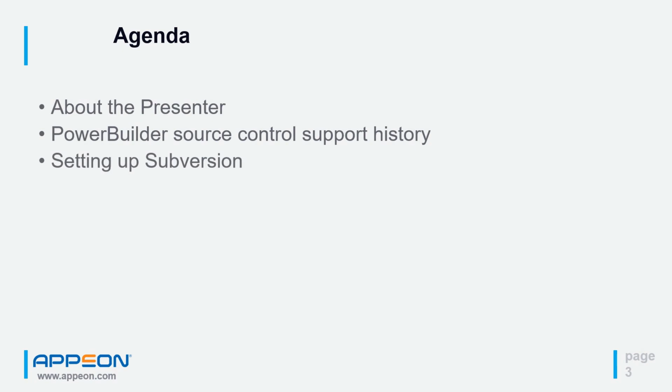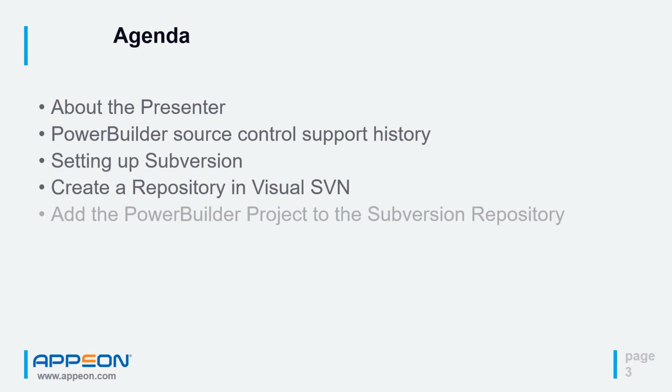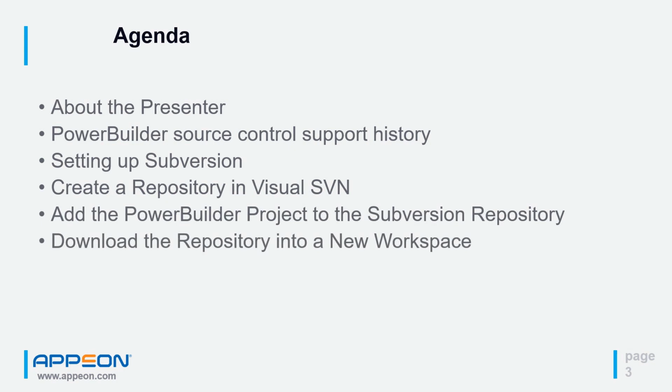Then we'll look at how we set up Subversion, how we create a repository. The particular tool I'm going to use for this demo is VisualSVN. Then, how to add the PowerBuilder workspace to the Subversion repository. This next item is a bit of a new feature with the way that the Subversion interface was implemented.